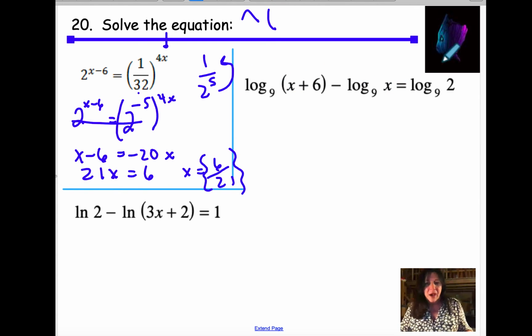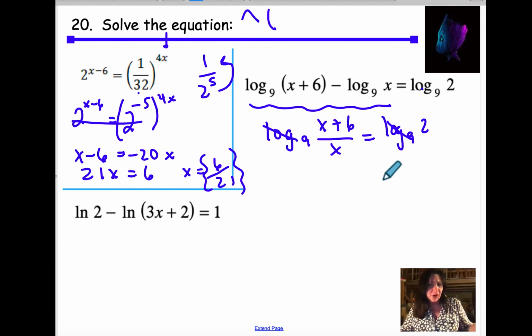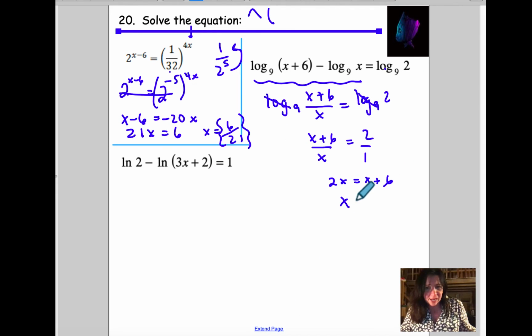Definitely check your work. For this problem here, if your base, see log base 9, log base 9, log base 9, these are all the same value, right? I can actually get rid of those bases and log base 9 as soon as I combine anything that I need to combine. So this is a minus. So realistically, that would be log base 9 of x plus 6 all over x is equal to log base 9 of 2. Well, the log base 9s, those are going to go away. I end up getting x plus 6 over x is equal to 2. I'm going to cross multiply. I get 2x is equal to x plus 6. Subtract x, I get x equals 6.